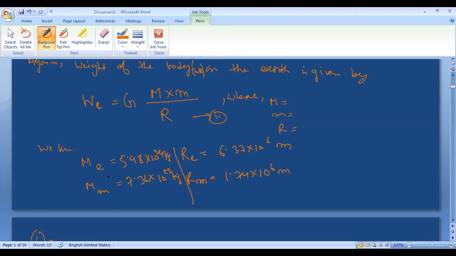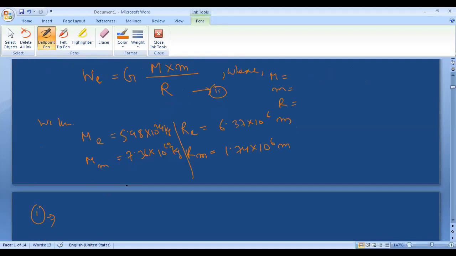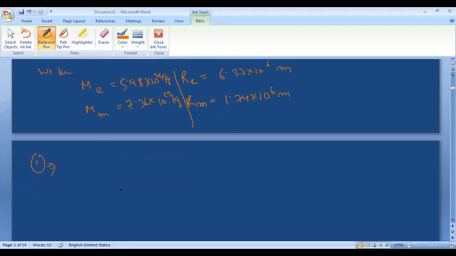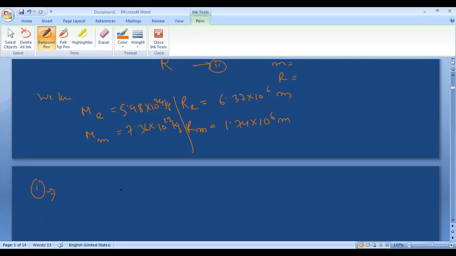So you have to put these values in these two equations. Now see, what is equation number 1? Equation number 1 is WM. WM equal to G.